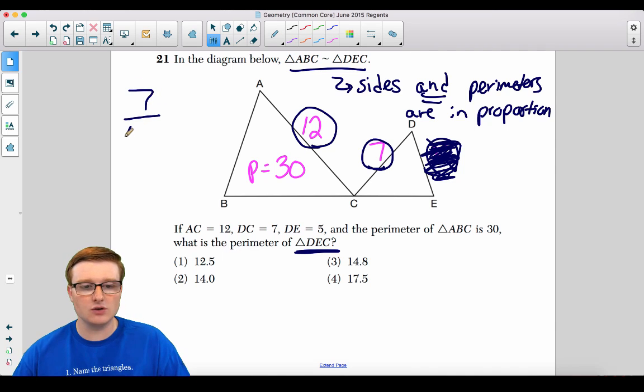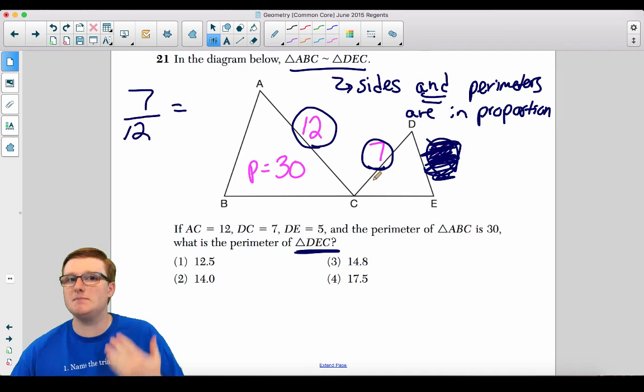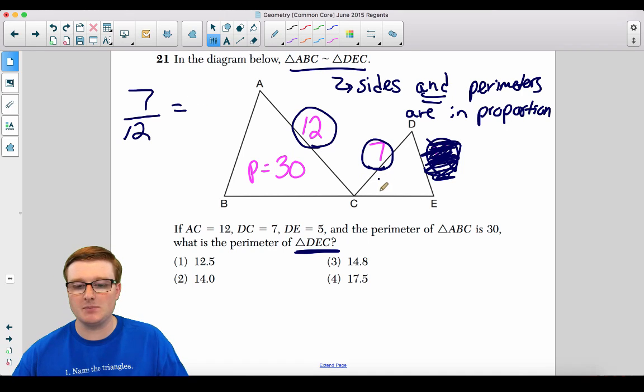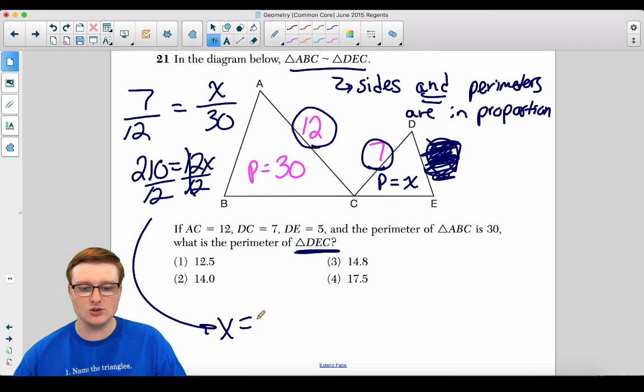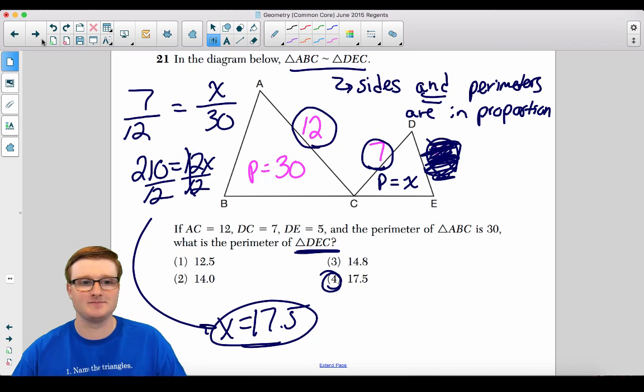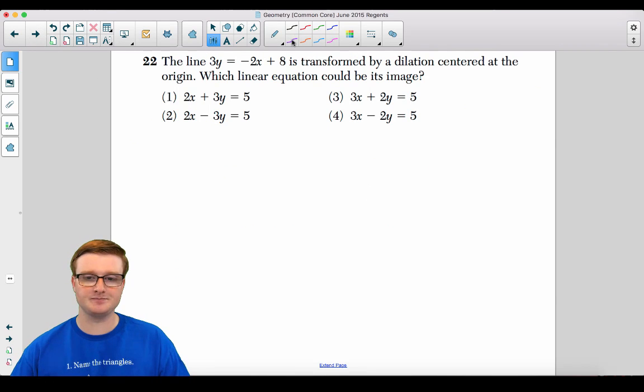So if I do 7 over 12, I'm going from the small triangle to the big triangle. I then have to go from the small triangle to the big triangle again. So the perimeter of the smaller triangle, I'm going to call that x. I don't know what it is. And the perimeter of the larger triangle is 30. 7 times 30 is 210 when you cross multiply, and that's equal to 12x. When you divide by 12 on both sides, you get x is equal to 17.5, which is going to be choice 4. All right, moving on to question 22.